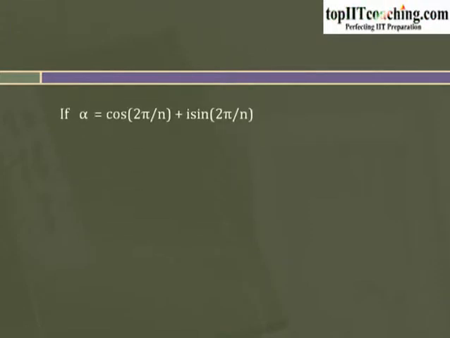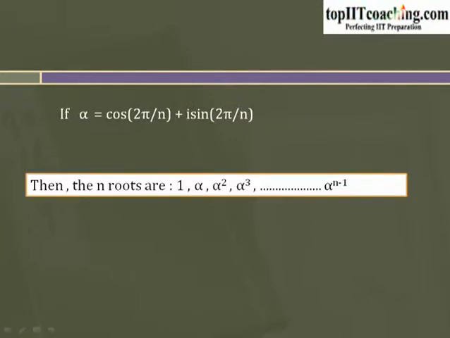Now if we take alpha equal to cos of 2 pi by n plus iota times sine of 2 pi by n, if we put k equal to 1 and let us say that this value obtained is equal to alpha, then the n roots would be 1, alpha, alpha square, alpha cube and so on up to alpha to the power of n minus 1. Thus if we take k to be equal to 1 and the root obtained to be equal to alpha, then the other n roots would be 1, alpha, alpha square, alpha cube and so on up to alpha to the power of n minus 1. Thus these are the n roots of unity, where alpha is equal to cos of 2 pi by n plus iota times sine of 2 pi by n.